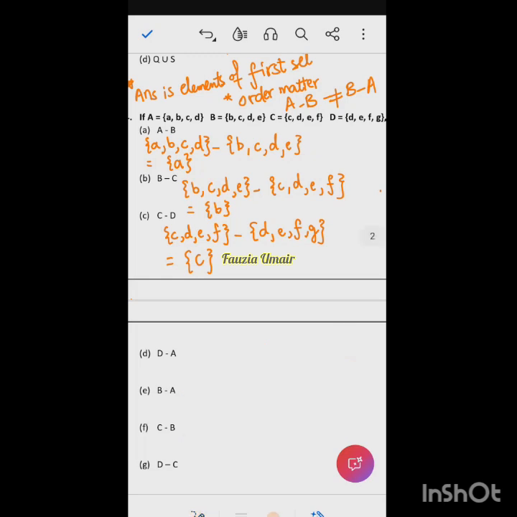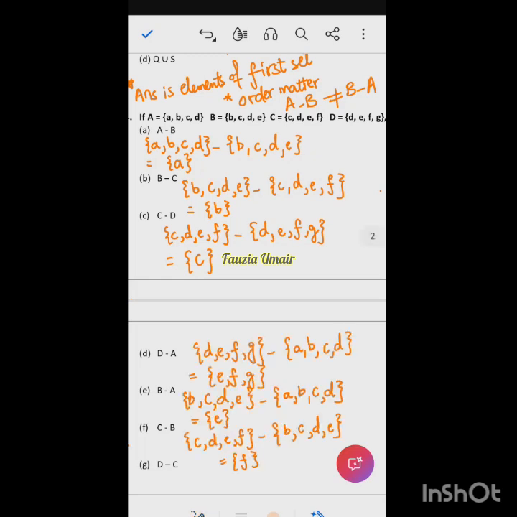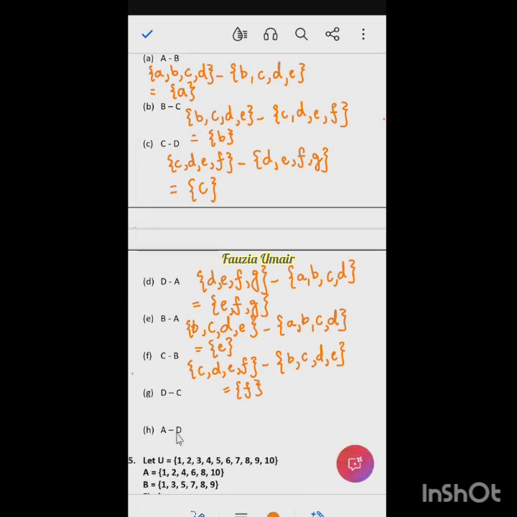So I hope all of you got the concept, right? Now D minus C. Set D is D, E, F, G, and set C is C, D, E, F. I want a new student who can answer, not Waleed, Hashim, or Ashman. D, E, F, G is being subtracted from C, D, E, F. So what will come in the answer? Narmeen? G will come in the answer. Very good.